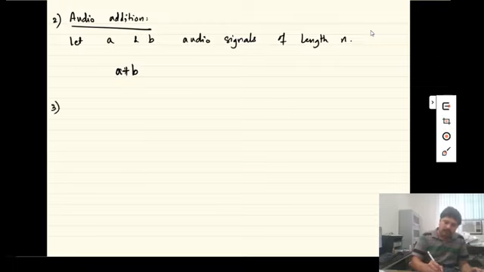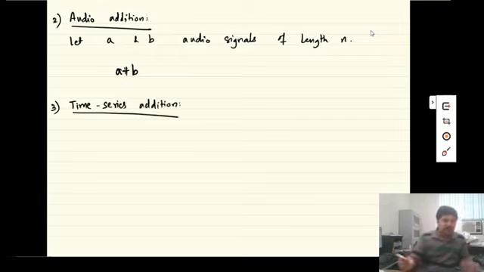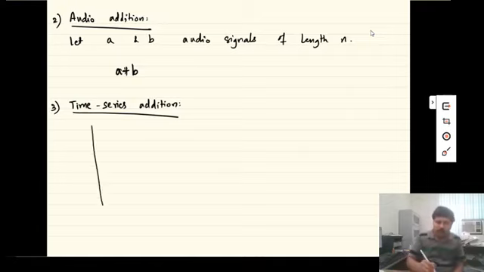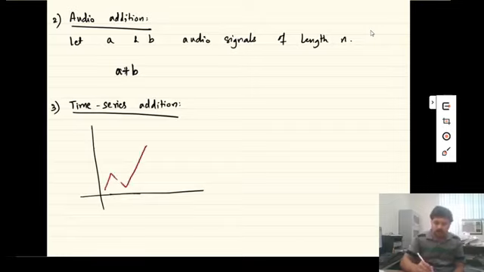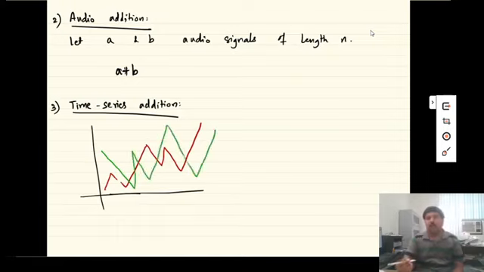The third is a time series example, time series addition. So what is this time series addition? This time series addition is something very, very useful. Suppose in our stock market example, you are monitoring the stock of a company red and the stock of a company green.